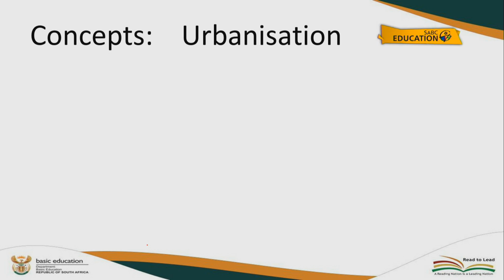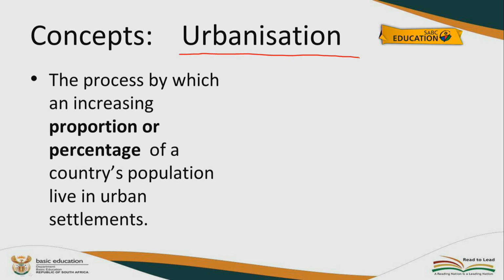The first one is urbanization. What is urbanization? Urbanization is the process by which an increasing proportion or percentage of a country's population is living in urban areas, which means we focus on the percentage of people living in urban areas. These are the keywords. When we define urbanization, take note that your definition must have either proportion or percentage, which is where you are outlining how the urbanization is.